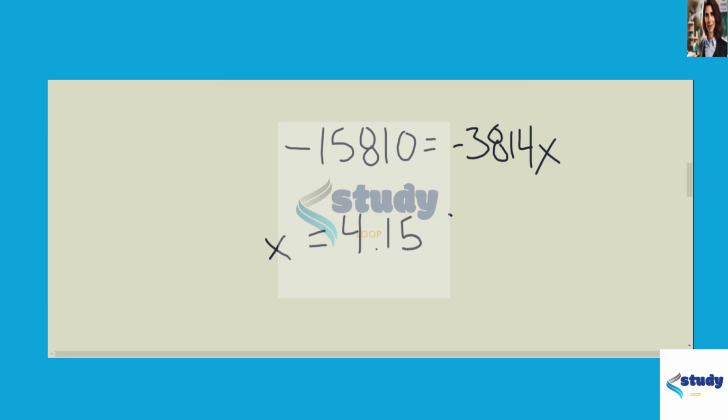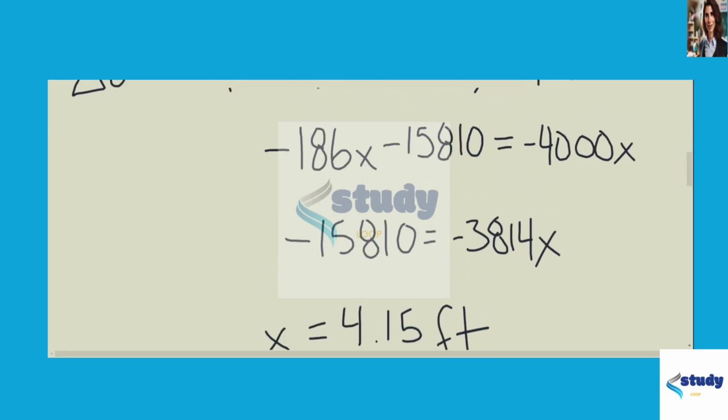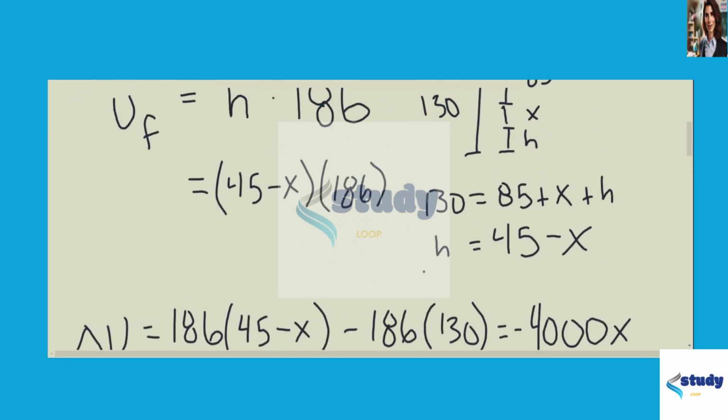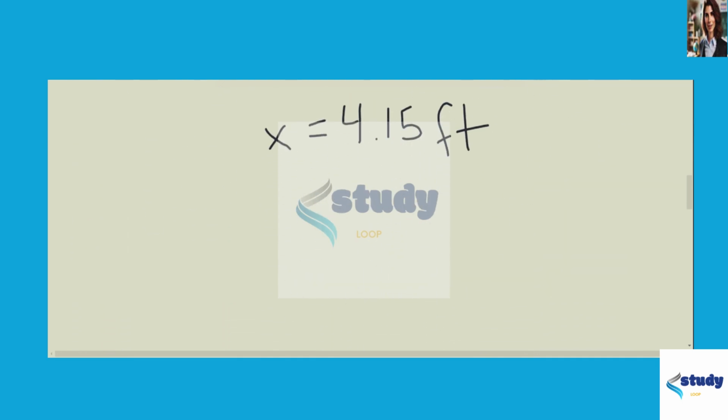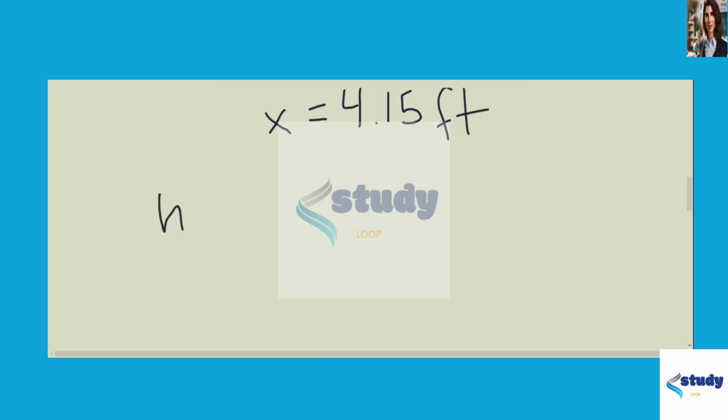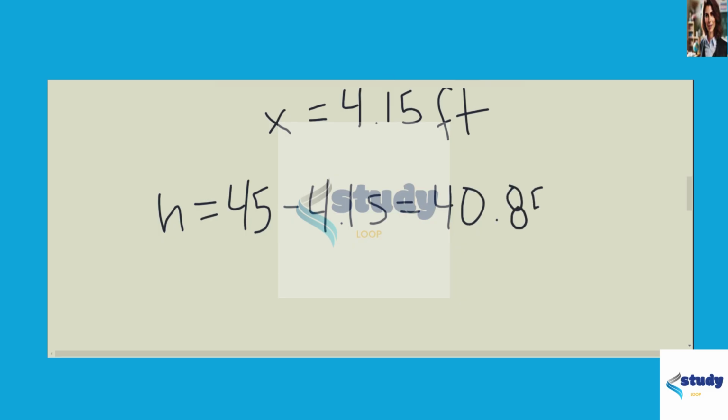4.15 feet. Okay, let's go back up to that equation we were using before, right here, because we're curious about the height. So it's just 45 minus x. So our final answer for the height, 45 minus 4.15, which is 40.85 feet off the ground.